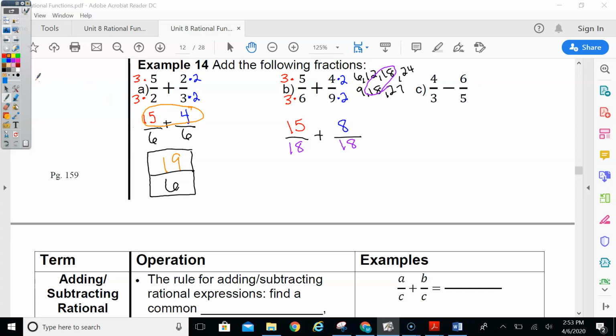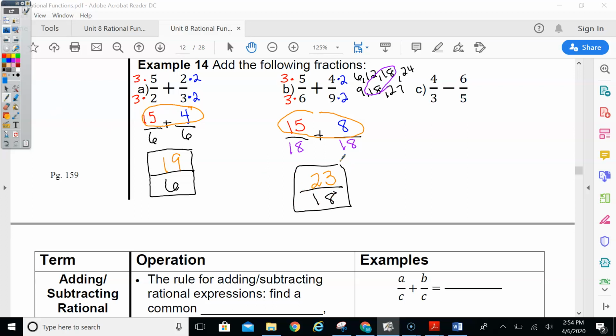So once again, denominators are the same, so we can leave that part and just add the numerators. What do we get when we add those numerators together? 15 plus 8 is 23. 23 over 18. And again, just leave it. Don't worry about converting to a mixed number.